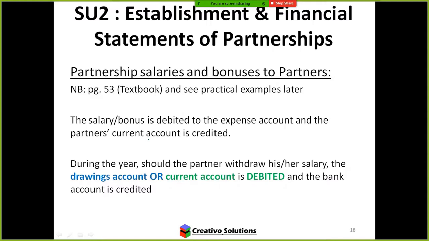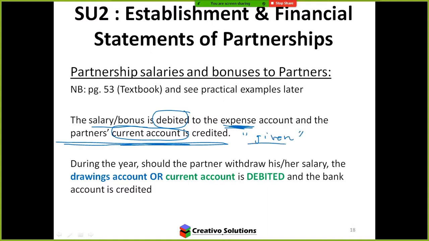Okay, there is a note here just regarding salaries and bonuses to partners. Okay, who is going to pay for this? Well, if you think about it, this salary or bonus is debited to the expense account, okay, and the partner's current account is credited. Why do you attribute it to the current account? It's because, inverted commas, it's given to the partners, right? Because anything that's in the current account is entitled or attributable to the partner, and the partner is entitled to it, right?